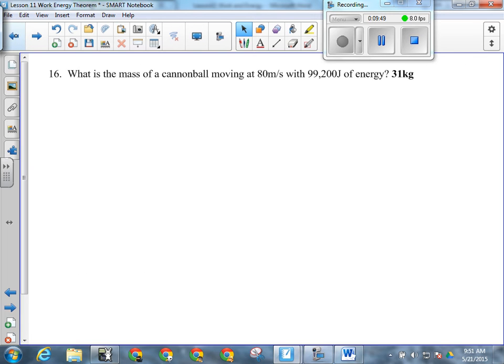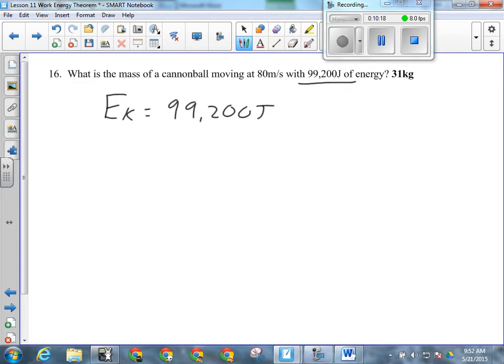Okay, so we're looking at trying to find the mass of a cannonball that is moving at 80 meters per second and has 99,200 joules of energy. What kind of energy is this? It's kinetic because it's moving. Okay. In that way, it's also mechanical, but we'll leave that for another day. Okay. So I know the kinetic energy of the cannonball is 99,200 joules. So that's how much work the powder and the explosion inside the cannon would have done in order to get it to this 80 meters per second that it's moving at.